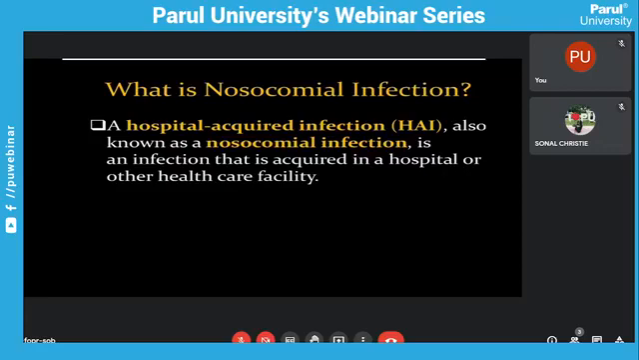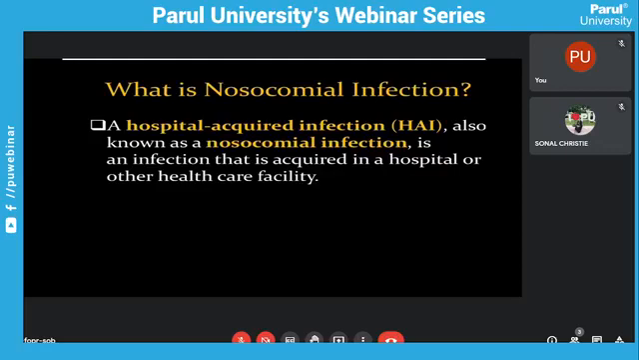Infection which is not present at the time of admission but develops throughout the hospital environment. When a patient first comes to the hospital, infection is not present, but after getting admission, the patient will get infection from the hospital side. That infection is called nosocomial infection or hospital acquired infection, acquired in a hospital or other healthcare facilities. हेल्थ रिलेटेड जितनी भी हेल्थ केयर फैसिलिटीज है उसमें से अगर किसी पेशेंट को इन्फेक्शन लगता है तो उसे नोसोकोमियल इन्फेक्शन कहते हैं.